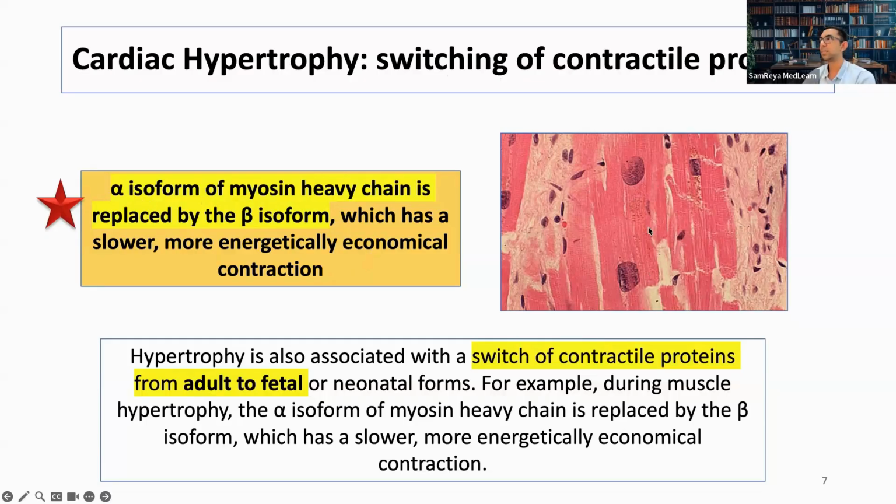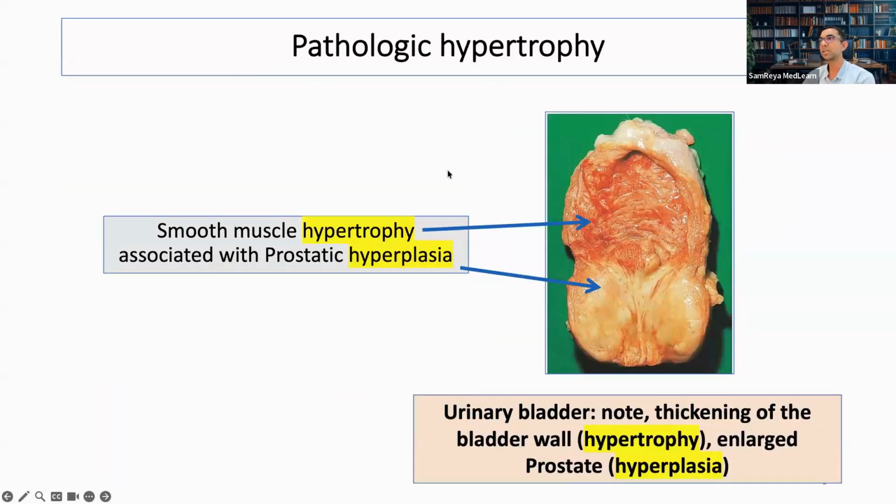Okay, so these are the bigger sized cells shown to you here in this image. Let me show you one more example of pathological hypertrophy. This is a section specimen of urinary bladder. What this arrow is pointing towards is the prostate. So we've opened up the bladder.